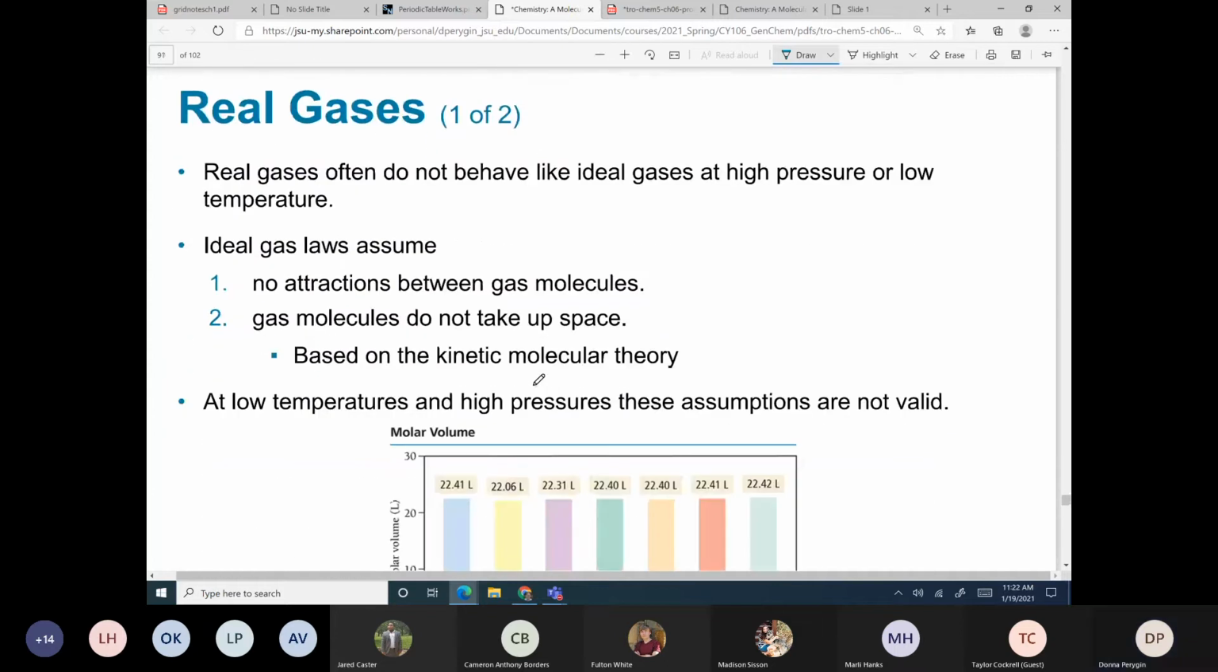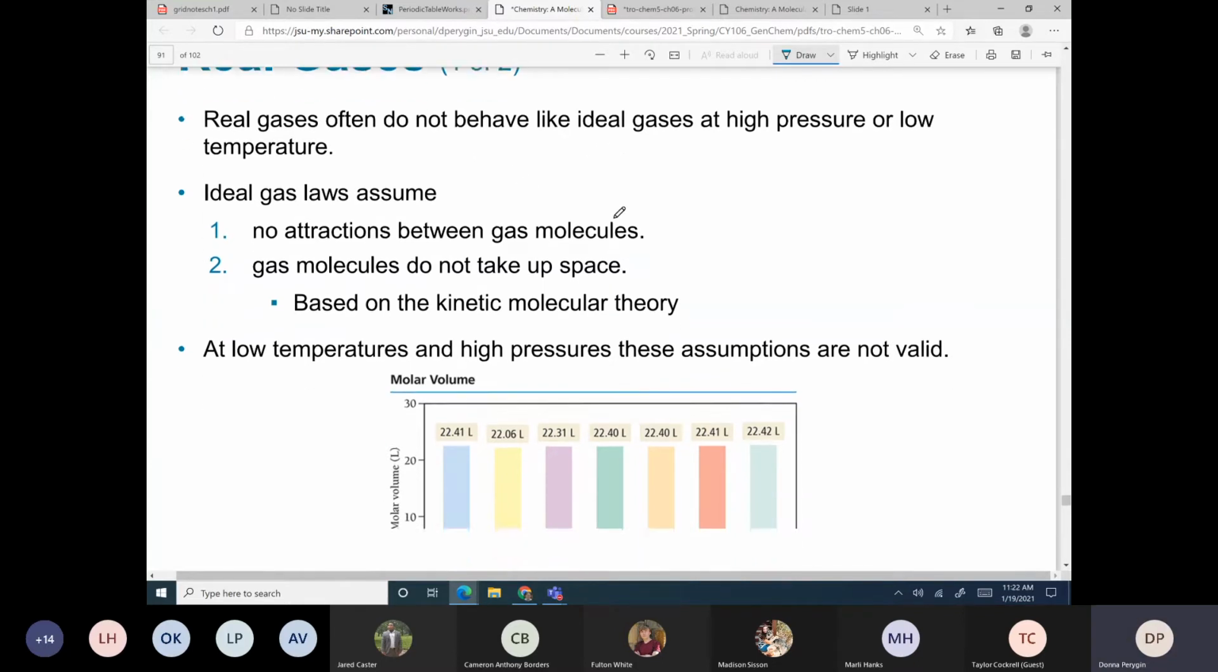Okay. All right, I'm going to go ahead and discuss real gases real quick, but we don't actually work any calculations with these in this book. Now, in some general chemistry classes, you would work these calculations, but we don't do them in this book, okay? So real gases often don't behave like ideal gases.